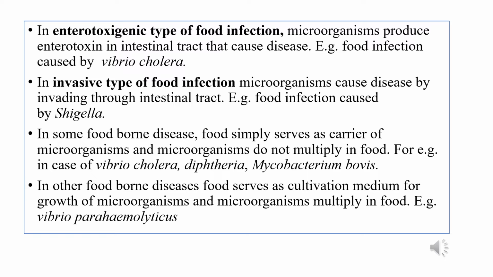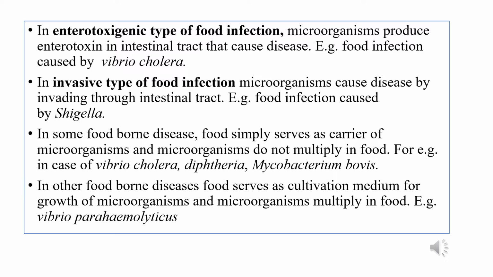Enterotoxigenic types of food infection. It means when a microorganism produces enterotoxins in the intestinal tract. It means the microorganism produces some kind of toxic chemicals which are harmful for the human body. When it enters into our intestinal tract, it causes a disease.